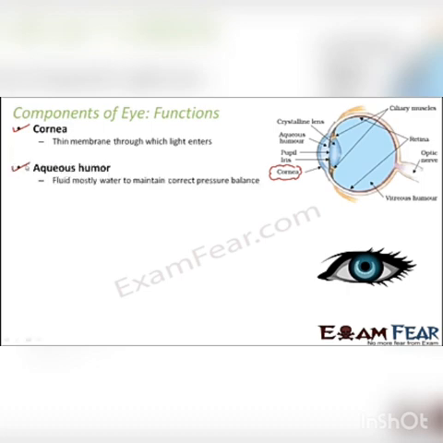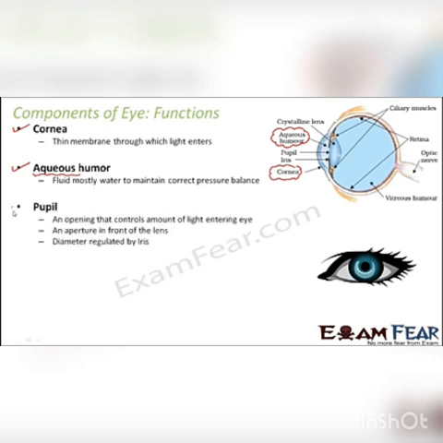Then comes the aqueous humor, which is this fluid that fills the space immediately after the cornea. It is a fluid, mostly water, that maintains the correct pressure balance of the eye. There is a pressure inside the eye which should not be very low, nor very high. That is why it is called aqueous. Aqua means water. Since it is mostly made up of water, it is called the aqueous humor. After that comes the pupil.